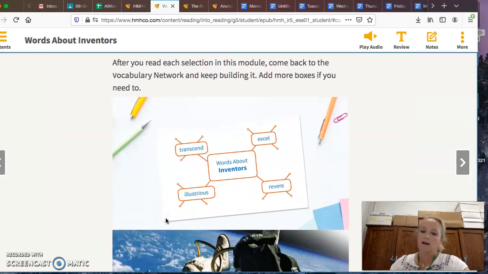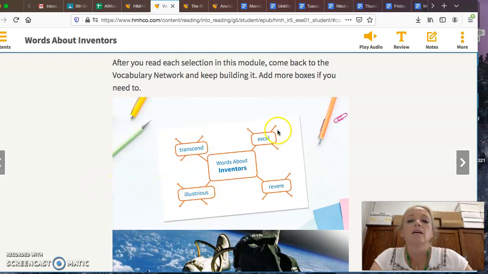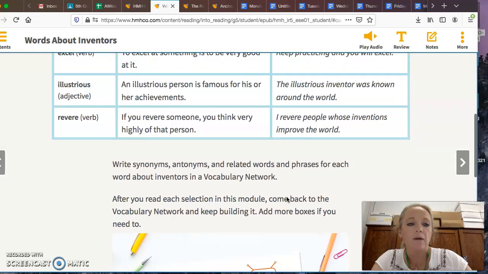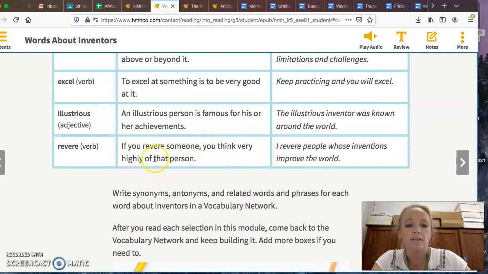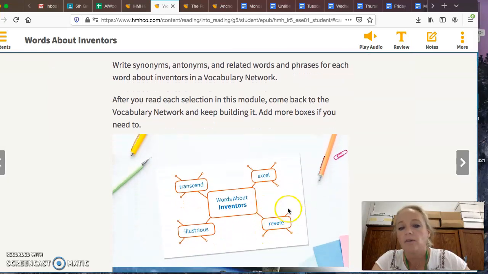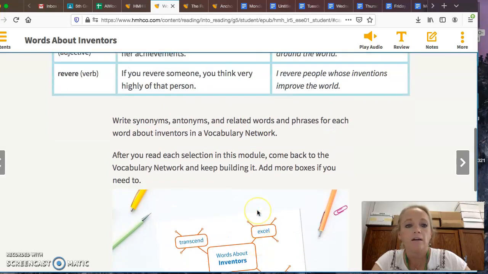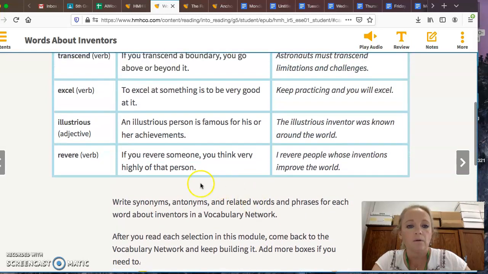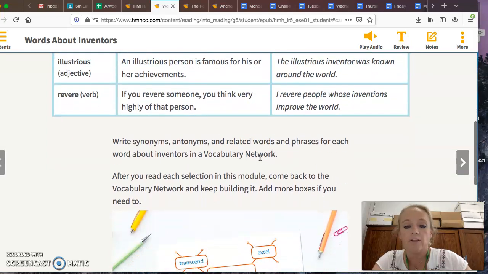In your hard copy textbook, you have a place where you can write some words in boxes around these words. So if you can think of somebody who you revere, maybe you would put their name in that box. Or if you look back up in the definition for revere, it says to think really highly of that person. So you could put think highly of. Or for illustrious, it means they have great achievements.